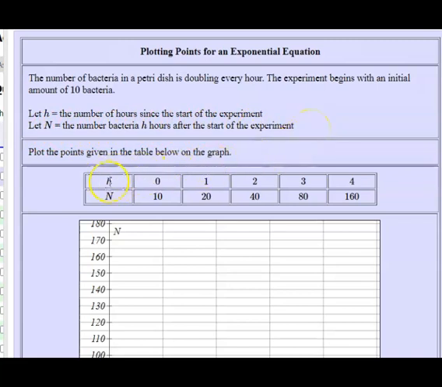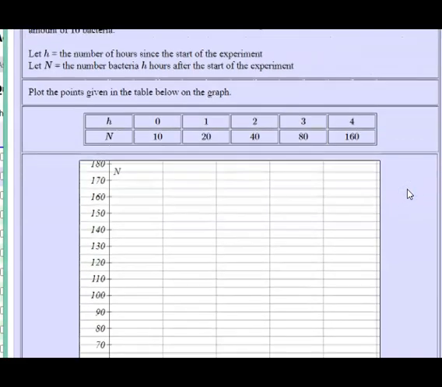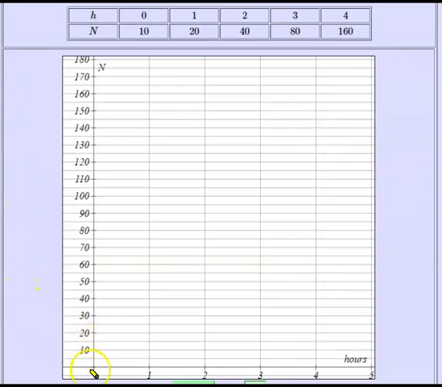And again, we're given the table with H as the number of hours and capital N as the number of bacteria. So let's scroll down so we can see the graph. Now notice, just like in the last problem, our horizontal or independent variable is represented by H. That was the time since the start of the experiment. And here we have it labeled in hours. So H is for hours. And here capital N is the number of bacteria. So our first point is after 0 hours, the initial number of bacteria was 10. So I'm going to go to 0 hours and click on 10.